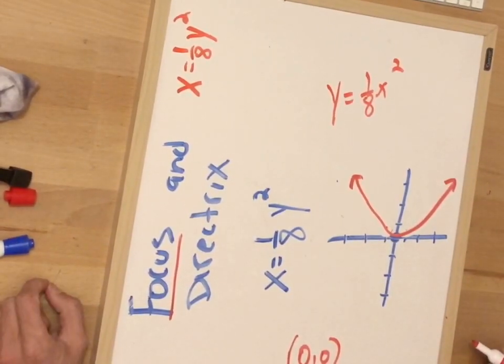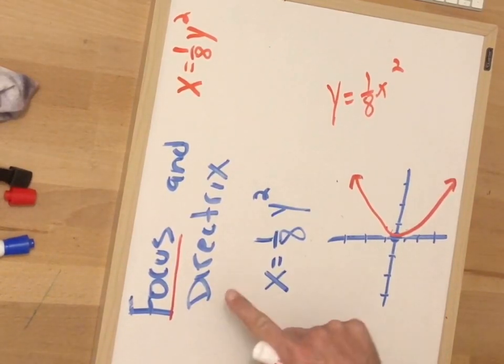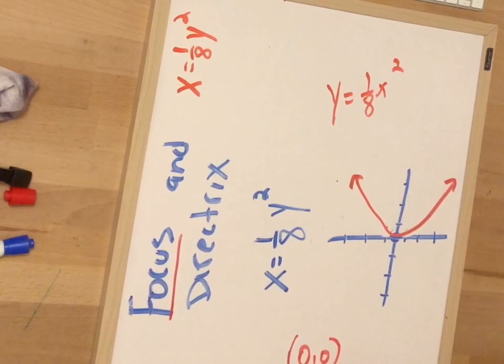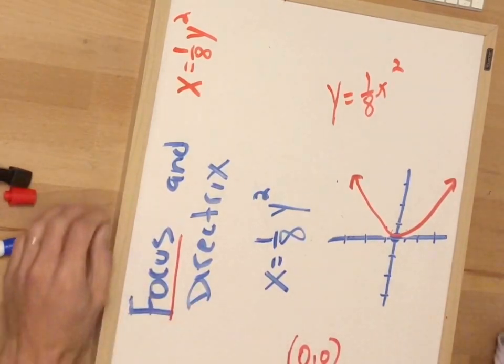Now, what you're going to see is it's the exact same equation that we did before. So pause the video and see if you can do this. This is identical to what we just did, but there's a little twist at the end. Pause this video and see if you can find your focus and your directrix with this information right here. Okay, so if you paused it, maybe you worked on it for a little bit.